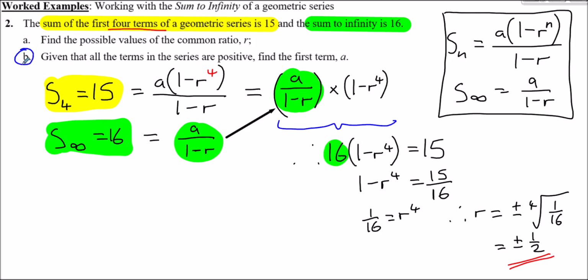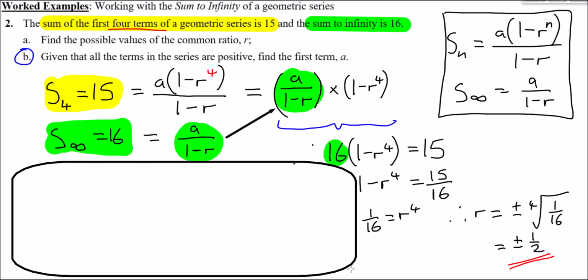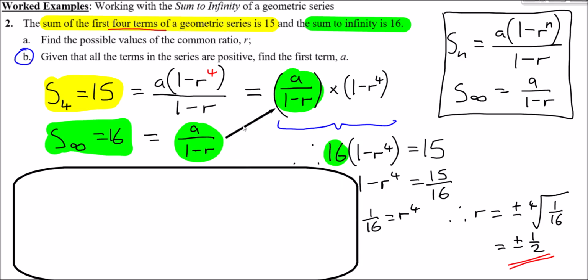We can now do part B. So part B I'm going to do in a little box here. Just section it off. So I'll call this B, like so. So given that all the terms in the series are positive, find the first term a. So because all terms are positive, and you can write positive terms as just plus ve. Plus ve means positive values. This is standard parlance, this is standard maths teacher speak and standard examiner speak, so this will make sense to anyone marking a paper.